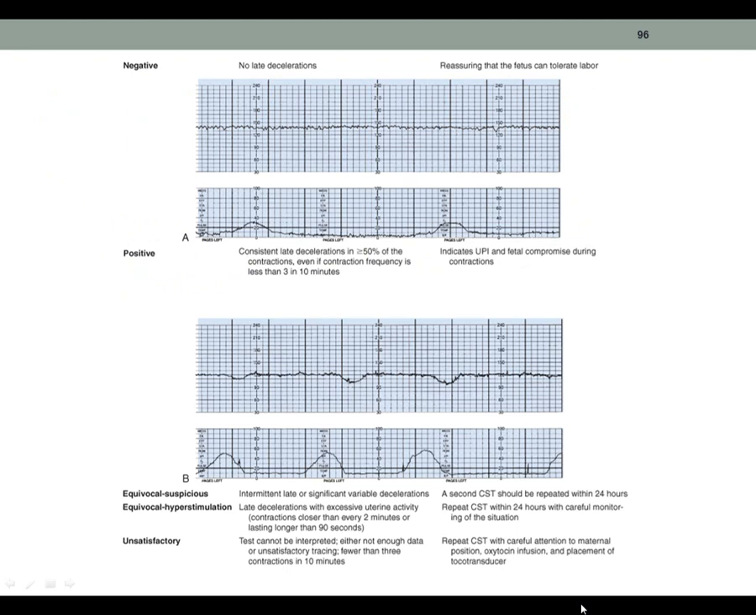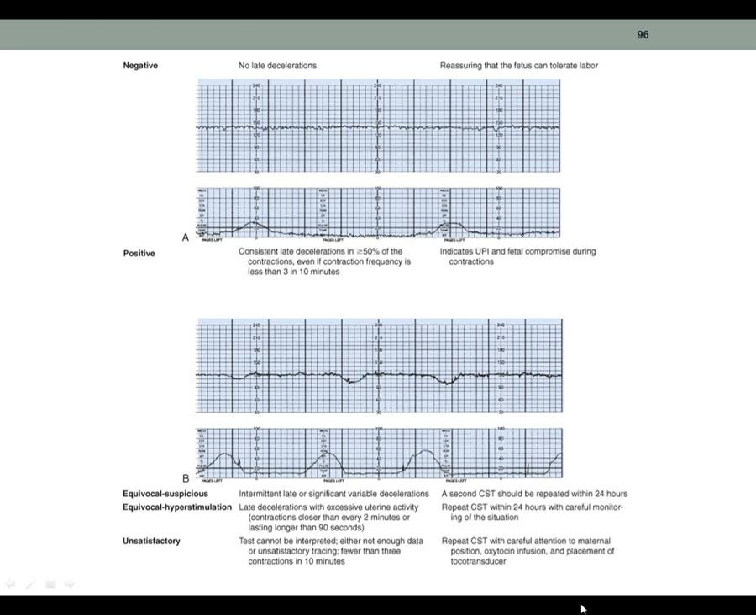So this is just an example. The top one is negative. You see that baby does not respond or does not have any changes in heart rate when a contraction occurs. Consistent late decelerations in greater than or equal to 50% of contractions, even if contraction frequency is less than 3 in 10 minutes, indicates UPI and fetal compromise during contractions.